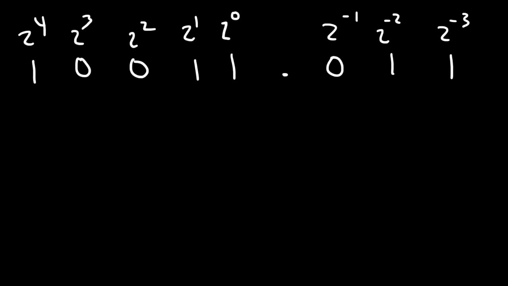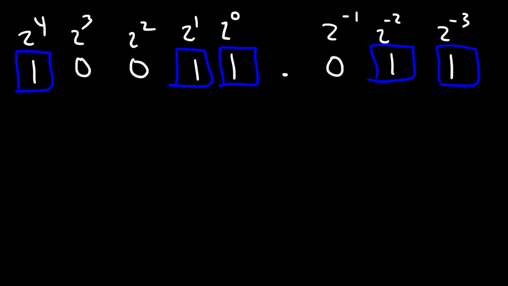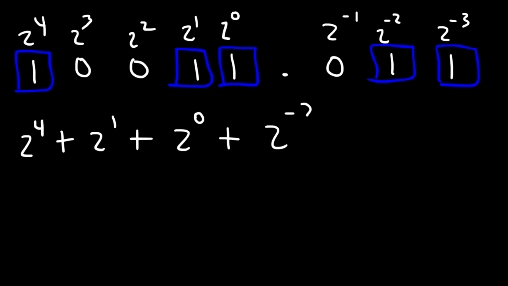10011.011. Go ahead and convert that into a decimal number. So let's begin by putting the appropriate values next to each number. So on the left is going to be 2 to the minus 1, 2 to the minus 2, and 2 to the minus 3. So let's focus on only the ones that we see. So it's going to be 2 to the 4th power plus 2 to the 1st power plus 2 to the 0 power, and then plus 2 to the minus 2 plus 2 to the minus 3.